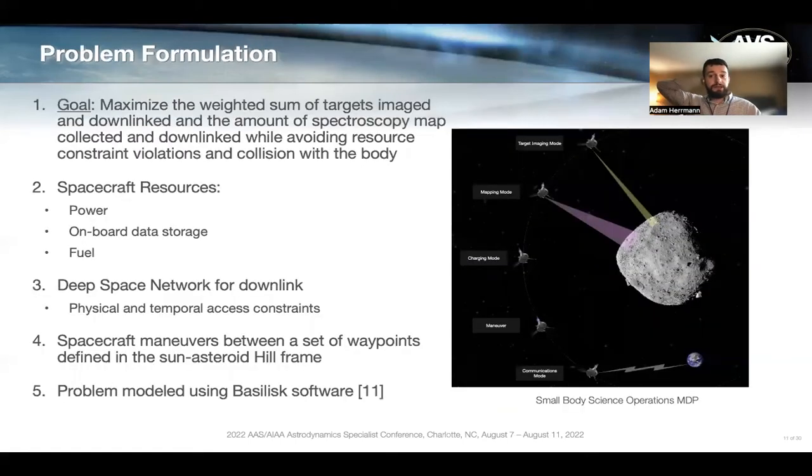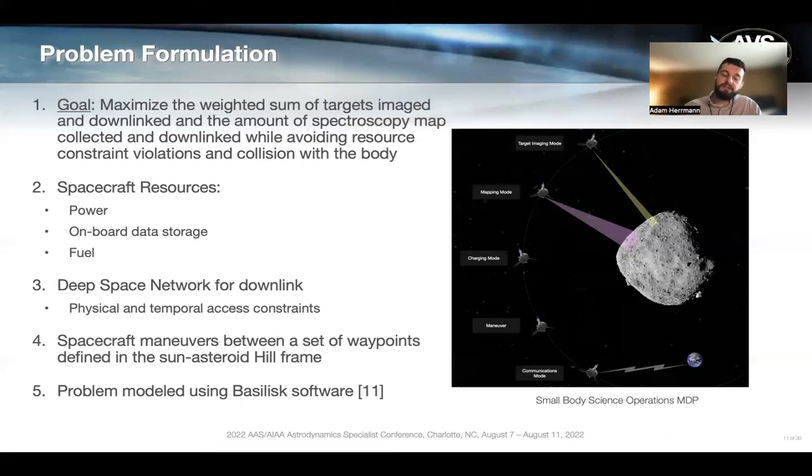Our problem formulation is to maximize the weighted sum of surface targets imaged and downlinked, and the amount of spectroscopy map collected and downlinked, while avoiding resource constraints and collision with the body. The resources that we're concerned with are power, onboard data storage, and fuel. We use the Deep Space Network for downlink. There are physical and temporal constraints on the DSN. Physical being basically just range and elevation, but temporal being, the spacecraft can only communicate with the DSN within some time slot once every 24 hours. So it's about 2 hours every 22 hours, let's say.